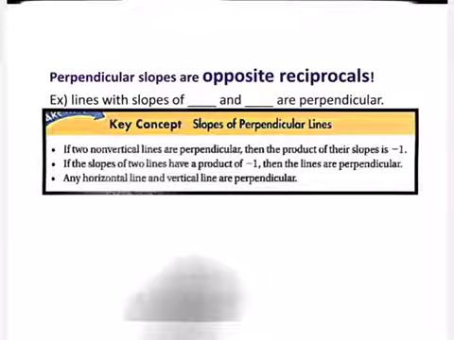Slopes of perpendicular lines. Perpendicular slopes are opposite reciprocals. So an example of that would be like 1/3 and -3/1, or 2/3 and -3/2. Things like that. Opposite reciprocals make them perpendicular. So if two non-vertical lines are perpendicular, then the product of their slopes is -1. Well, that's the same thing as saying opposite reciprocals.